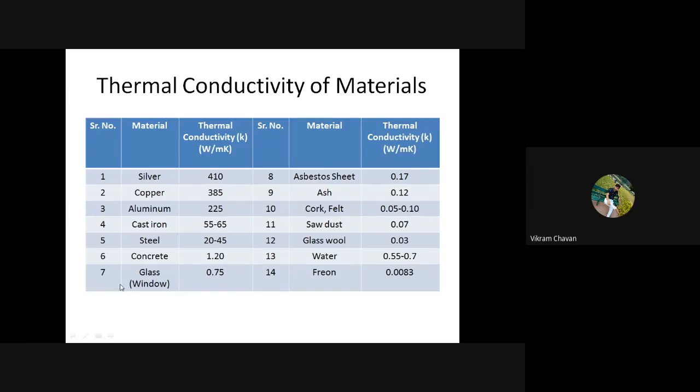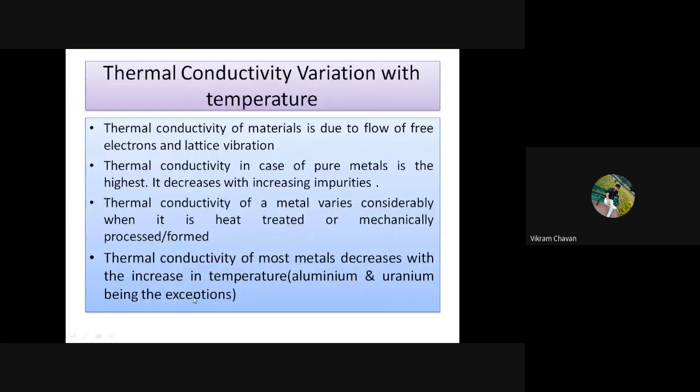Okay, so shall we move ahead to the next point? The next important point is thermal conductivity variation with temperature. Okay, in solid materials, we have discussed that there are two mechanisms to transfer heat. The first one is lattice vibration, whereas the second one is free electrons.